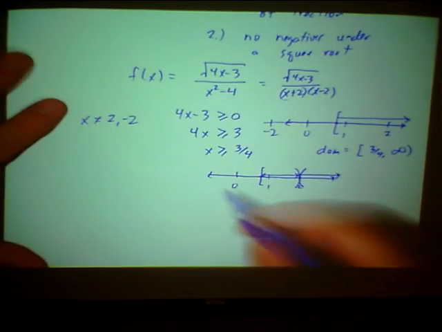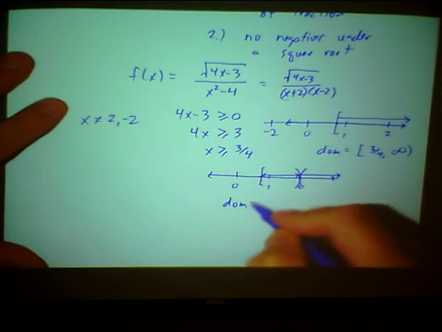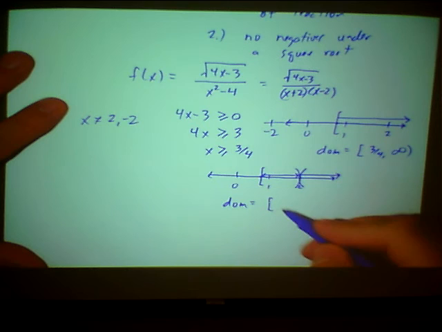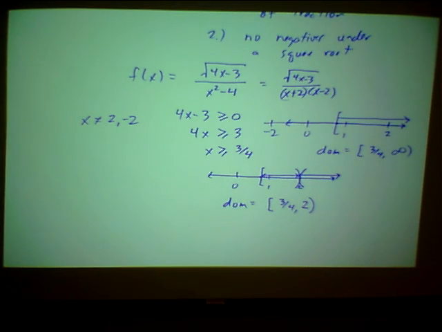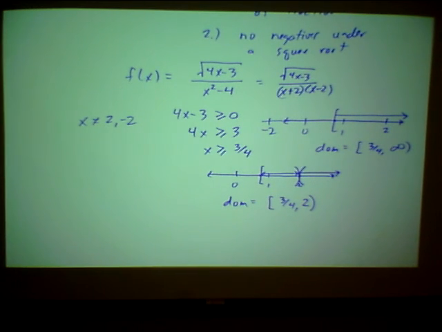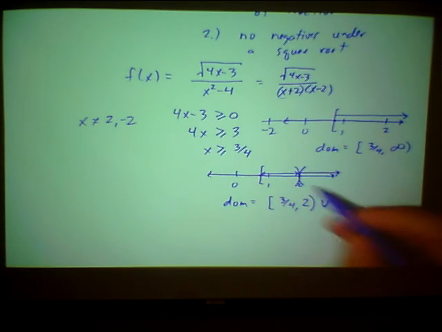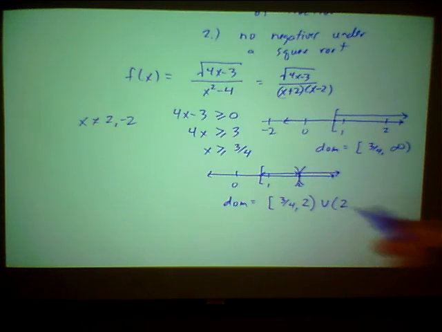So now I can write the domain. It starts at 3/4, and it goes to 2, but does not include 2, so I put a parenthesis. And I'm going to union it now with this other interval, which picks up at 2, but does not include 2. That's why it's a parenthesis. And then it goes on to infinity.